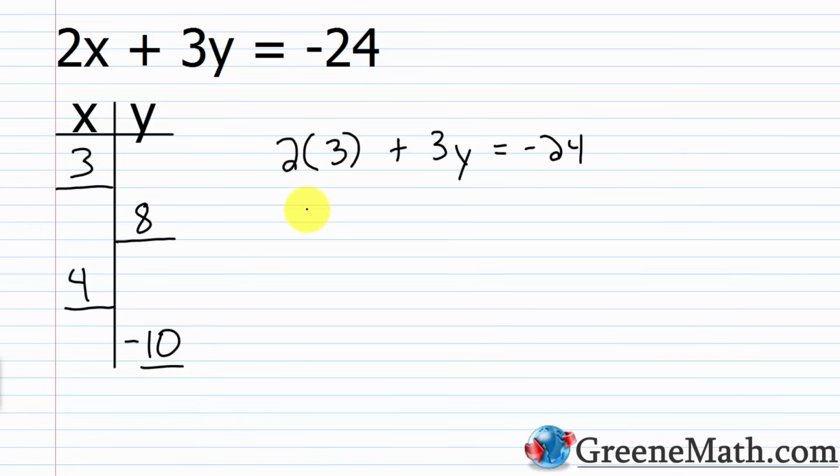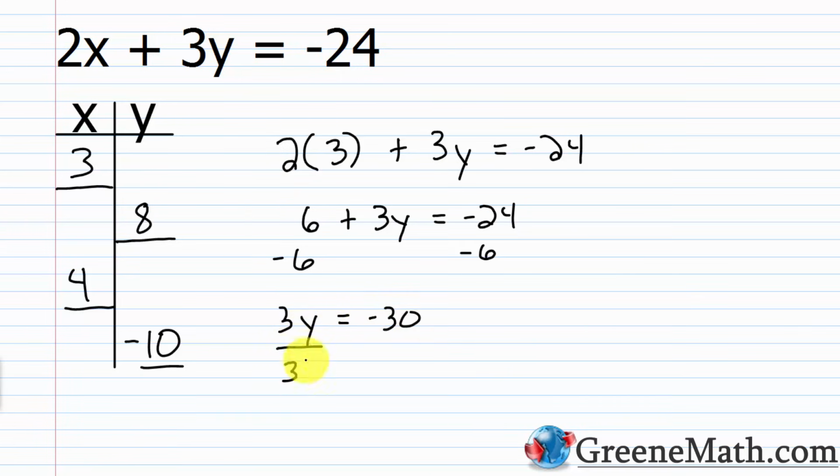So 2 times 3 is 6. So I would have 6 plus 3y equals negative 24. Subtract 6 away from each side. I'd have 3y equals negative 30. And then I would divide both sides by 3, right, in order to isolate the variable y. This cancels with this. Negative 30 divided by 3 is negative 10. So you get y equals negative 10.